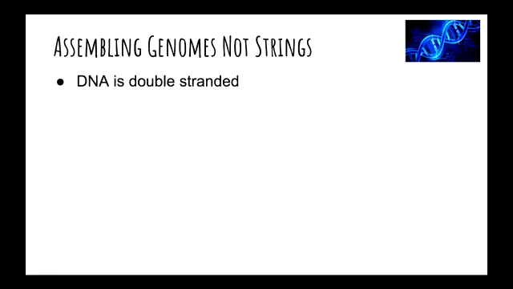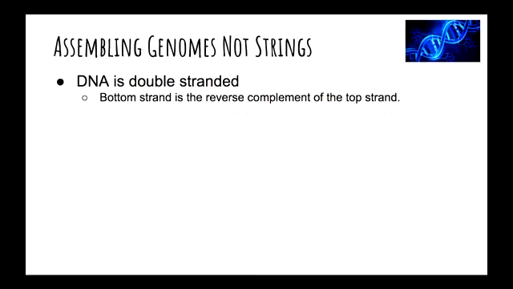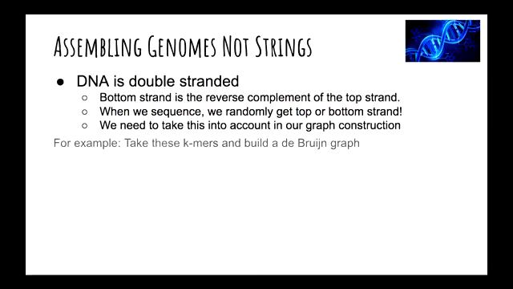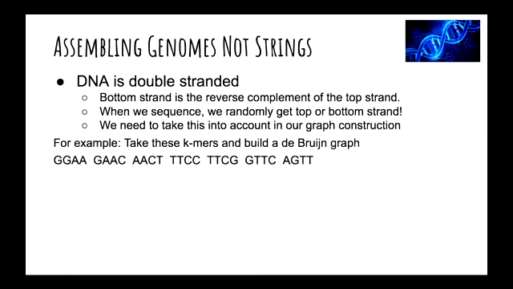Okay, so DNA is double-stranded, I've already said that. When we sequence, we randomly get the top and bottom strand, we don't know which. And so we have some k-mers, GGAA, GAAC, etc. And we want to take those and we want to build them into a de Bruijn graph. Now, when we take each one of these nodes, we split them up into our prefix and suffix, and we add them to our graph.